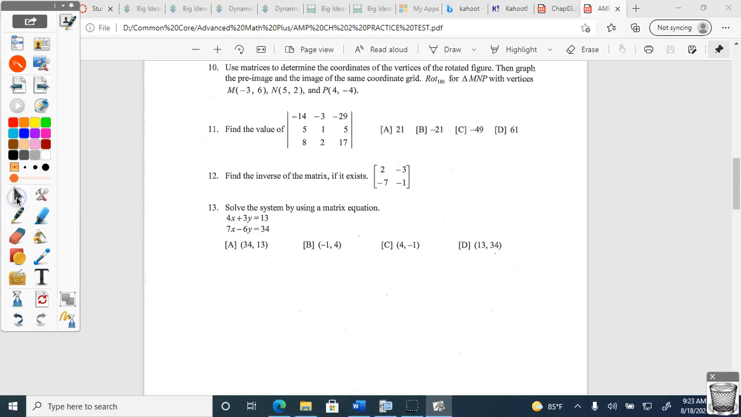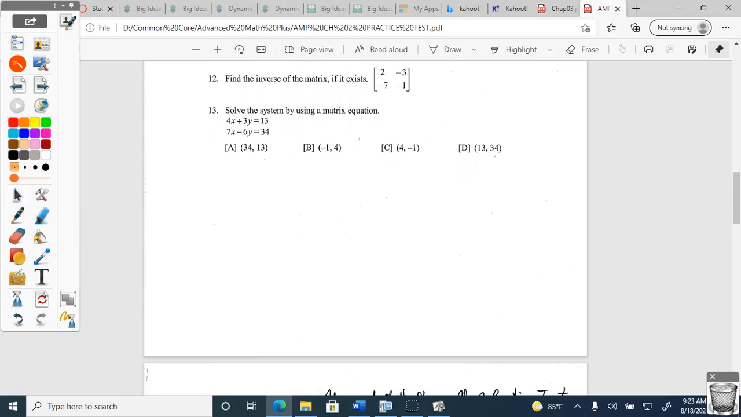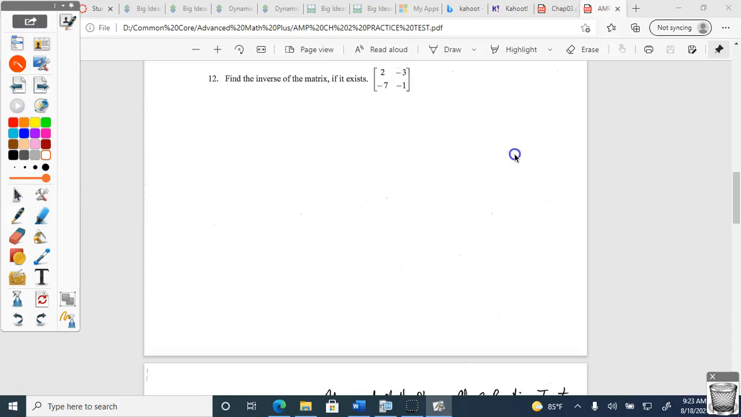12. We're finding the inverse. Inverse is what you would multiply this by to get the identity matrix, which is 1, 0, 0, 1. Okay? So it's the one where you do 1 over the determinant, and then this is one of the few things you have to memorize on the test.